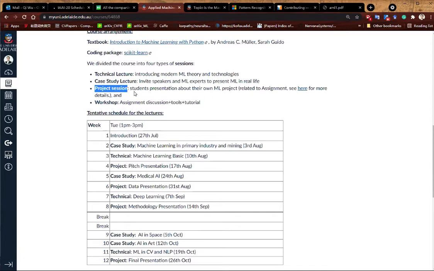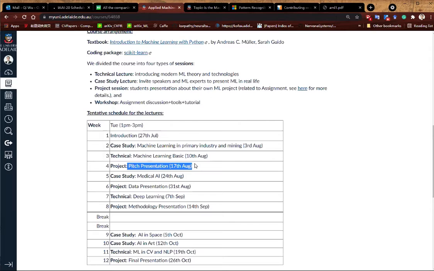In the project sessions, you will do your presentation. You will present to your classmates, me and the other tutors about what your project is, what your data is, what kind of algorithm you want to use, and what kind of results you got. Basically, in the project sessions, we have the pitch presentation.